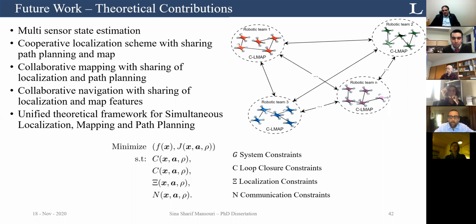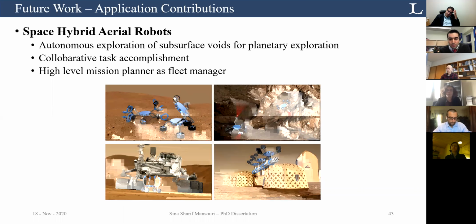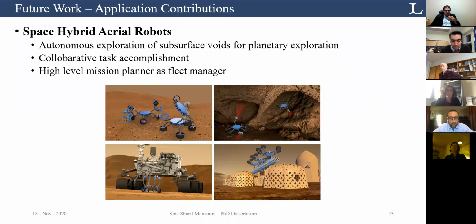So we can have a team of micro vehicles that individually improve their own localization and mapping, and improve their teams and also other teams. And also I would like to have some applications and move towards space hybrid area scouting, where they autonomously explore subsurface voids for planetary exploration, and some collaborative task accomplishment like maintenance or load lifting. And I think there is a need for a high-level mission planner such as a fleet manager to define the proper task for each of these platforms.